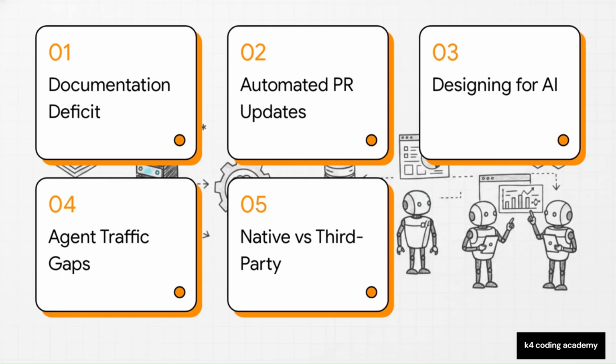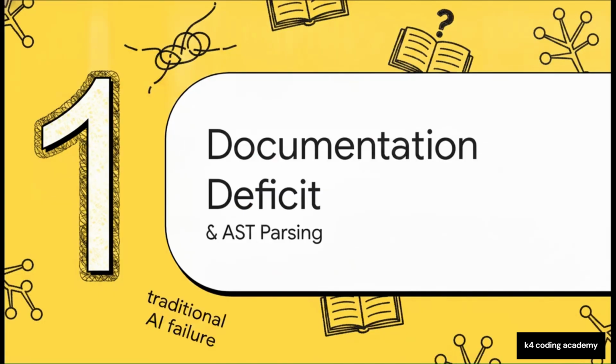We'll be covering the documentation deficit, automating pull request updates, designing for AI agents, analyzing agent traffic gaps, and wrapping up with native versus third-party layers. Let's get into it. Section 1, the documentation deficit and AST parsing.